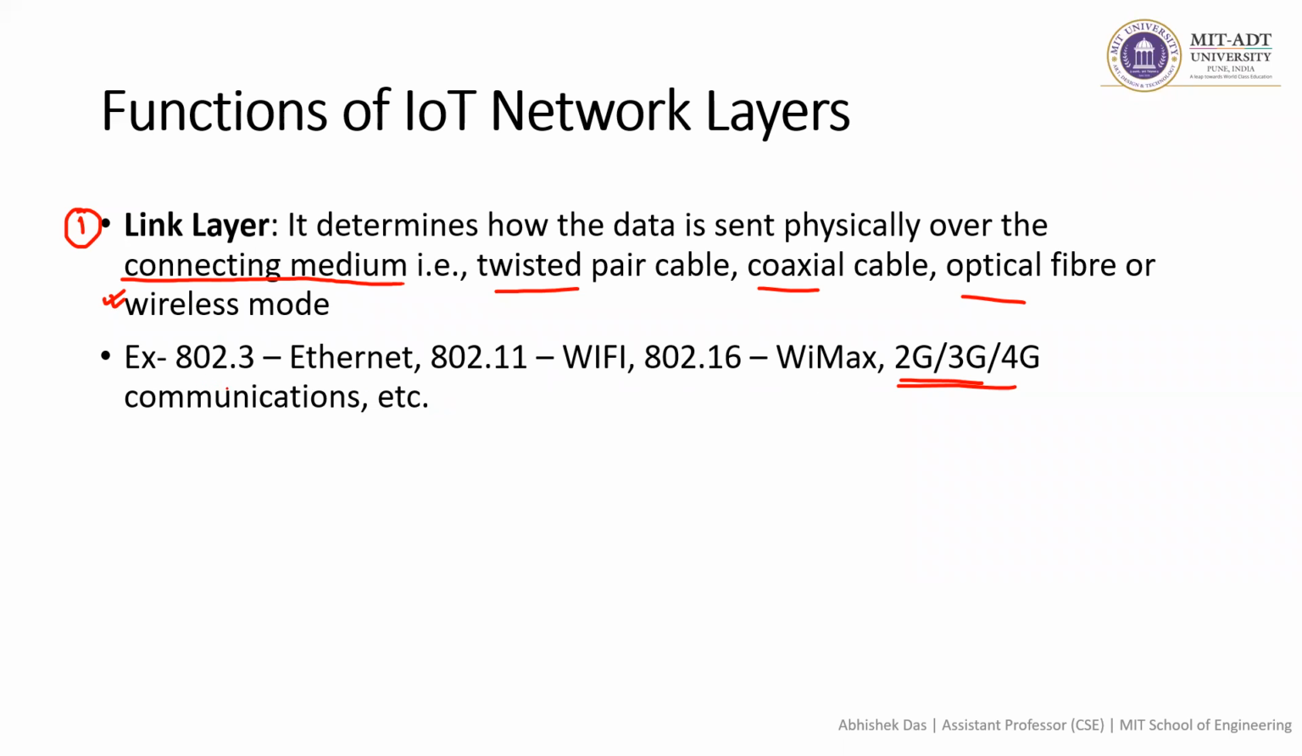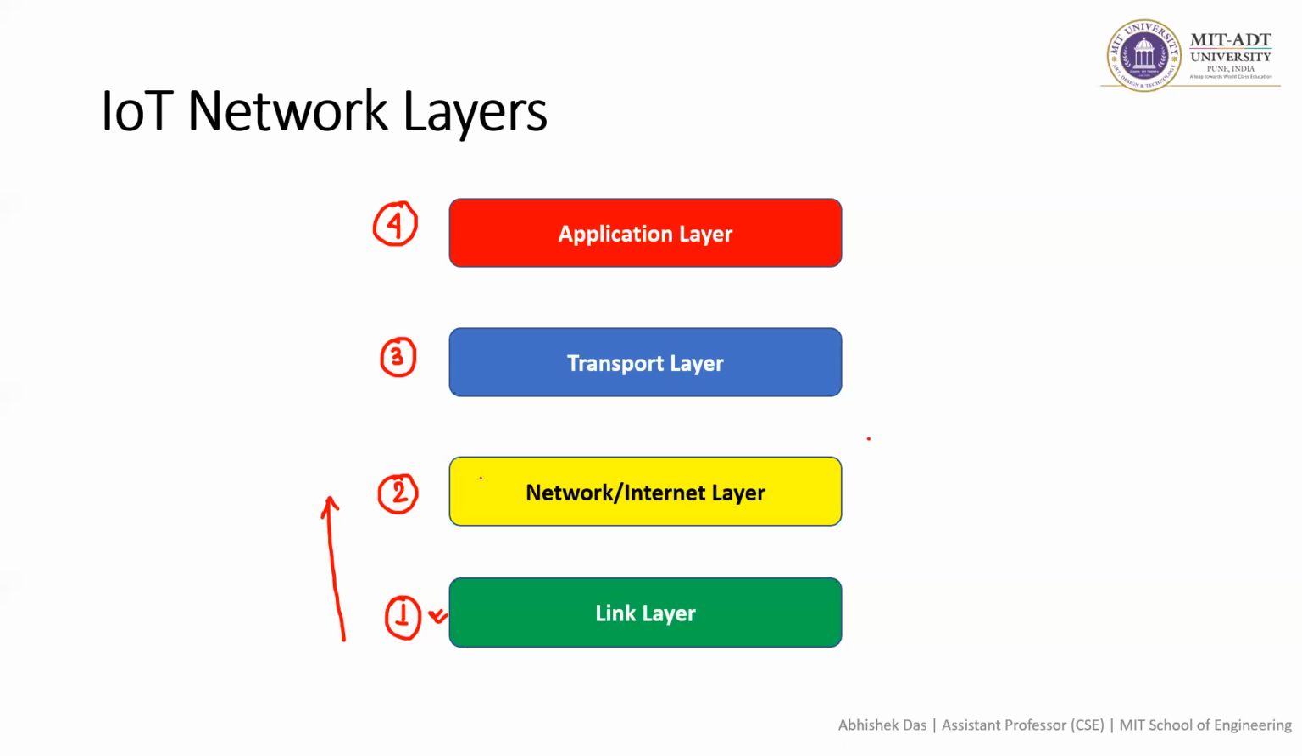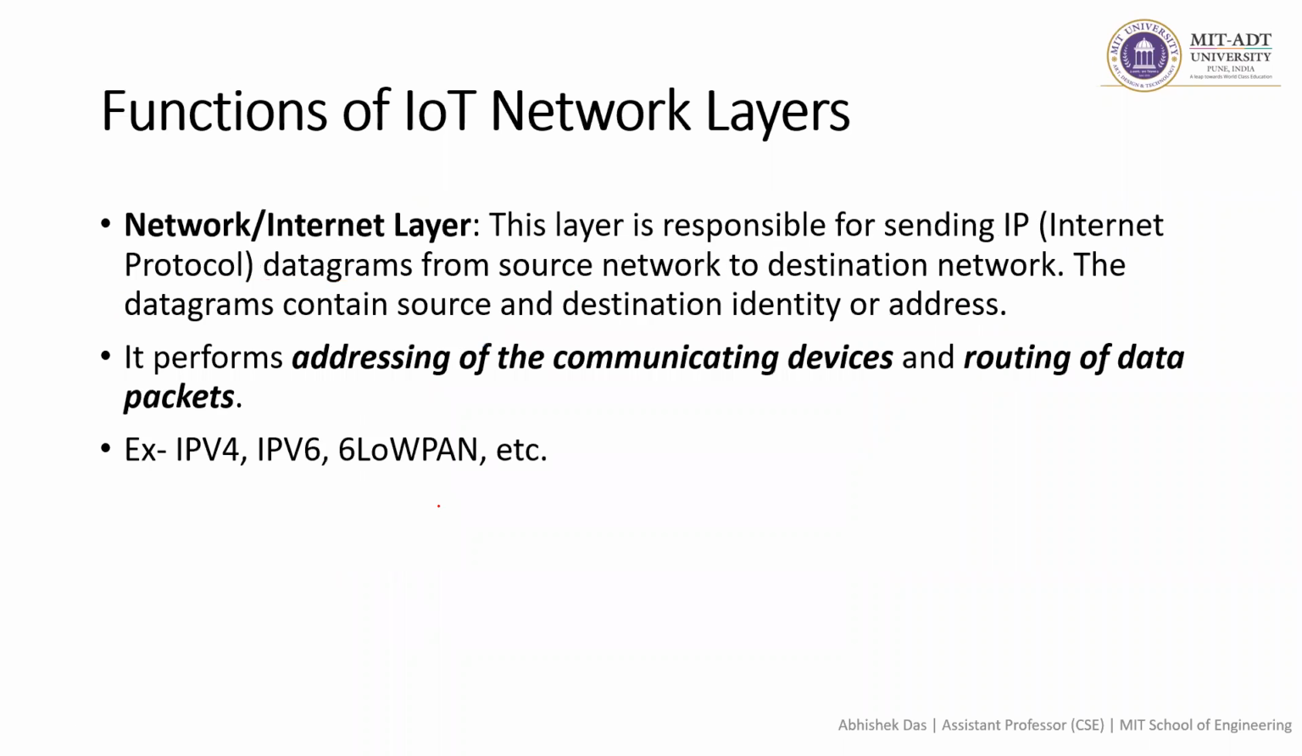First, let me complete the different layers of the networking protocol. What are the different IoT communication layers? This is the first layer, the link layer. Now this is the second layer, and I will come to this one, that is the network or the internet layer.